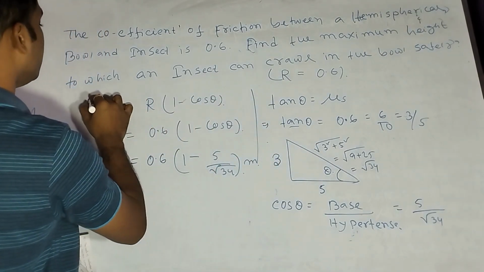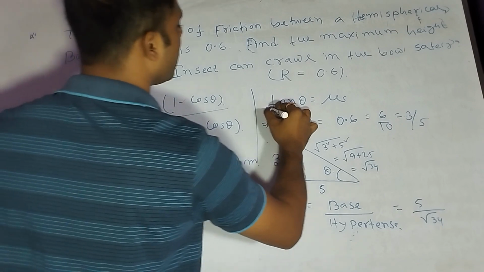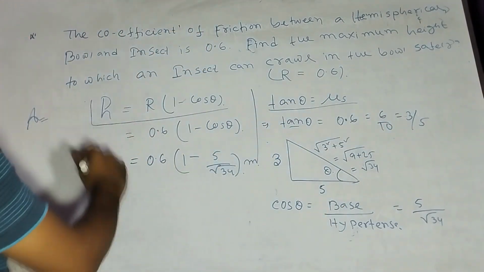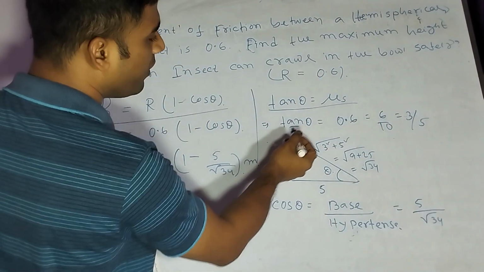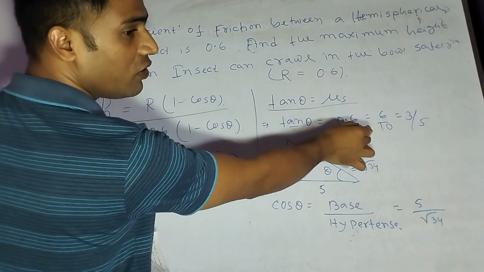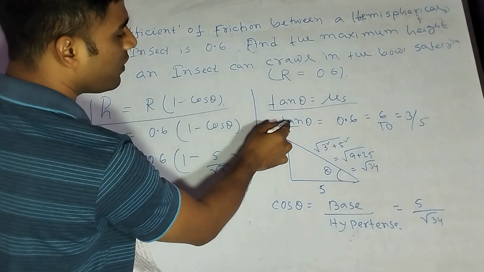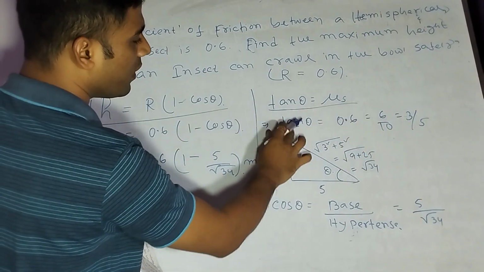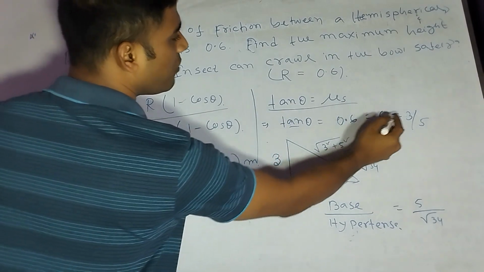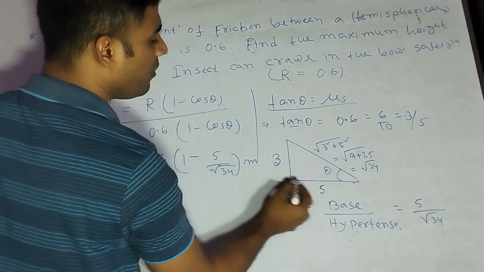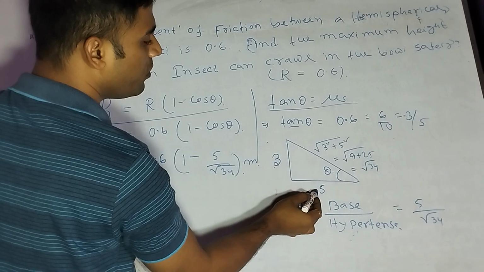The two equations, h is equal to r (1 minus cos theta) and tan theta is equal to mu s, work complementarily. Tan theta is equal to mu s, which is 0.6, that means 3 by 5. Then you draw a triangle. Tan theta means perpendicular by base. That means perpendicular length 3, base length 5, perpendicular means lomba, and base is bhumi, 3 by 5.